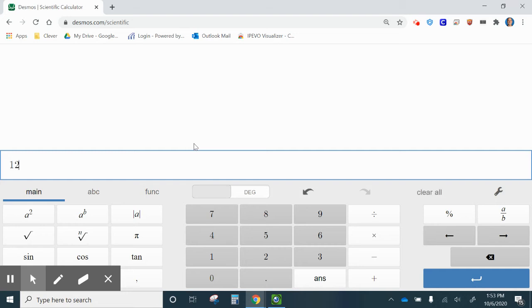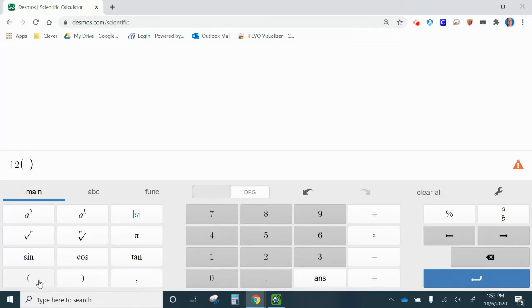So 12 parentheses. Is there a parentheses? Yep, parentheses.